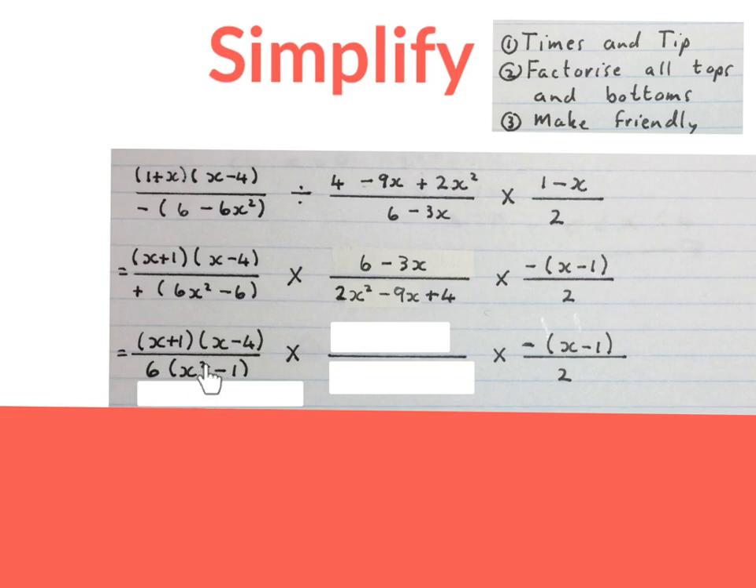Then we can factorize this bracket further. It's a difference of 2 squares. It will then look like this. At the bottom here, you see a trinomial, which you can factorize. It will end up looking like this. Now we still have to factorize this and make it friendly.